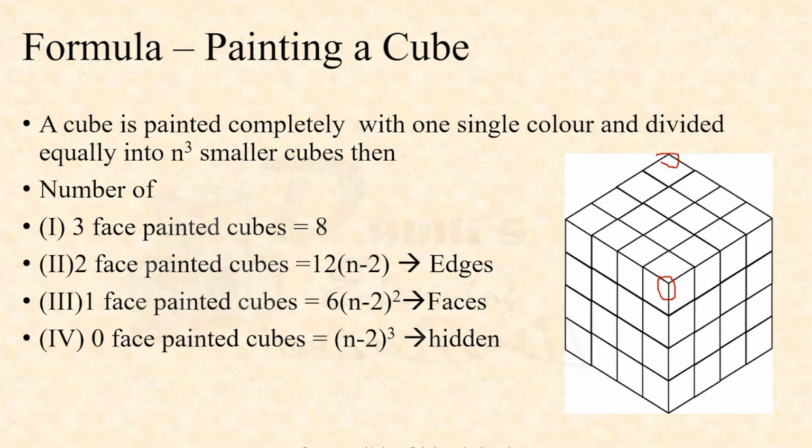2-side painted cubes are always seen at the edges. That means on every edge except the corner ones. So it is a multiple of 12, 12 into n minus 2. One-side painted cubes are seen at the faces, so it is a multiple of 6, 6 into n minus 2 the whole square, and n minus 2 the whole cube will give you 0 side painted cubes.